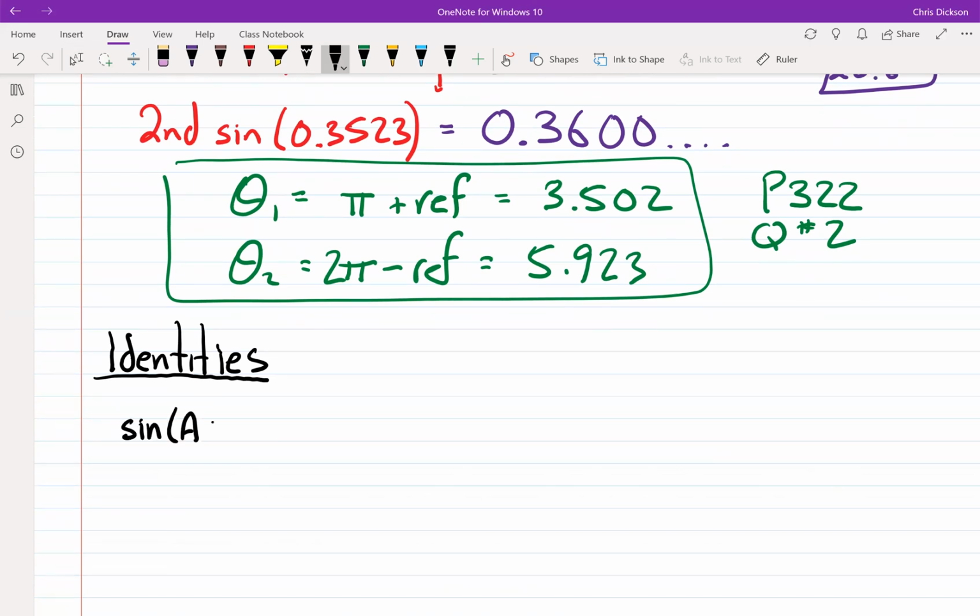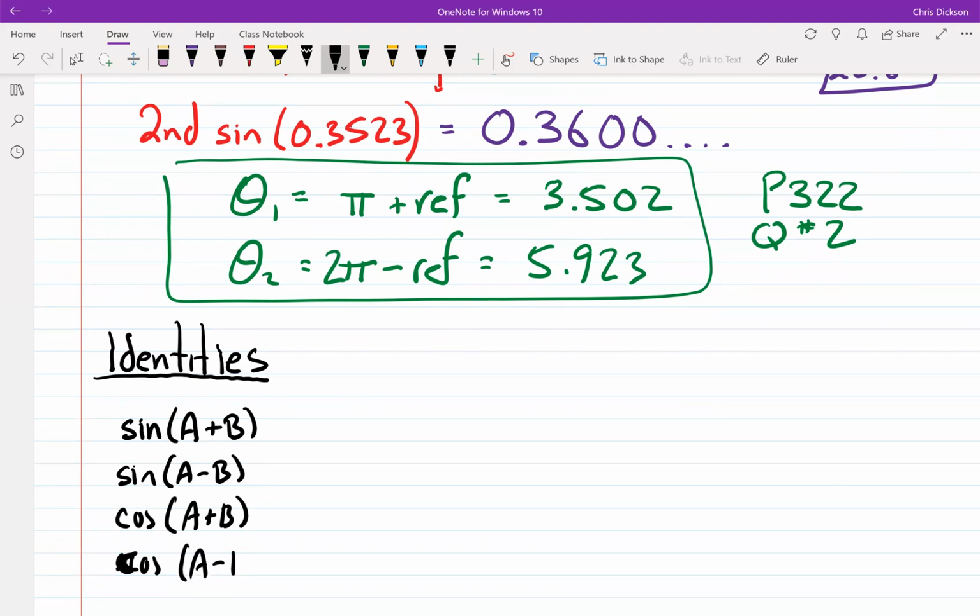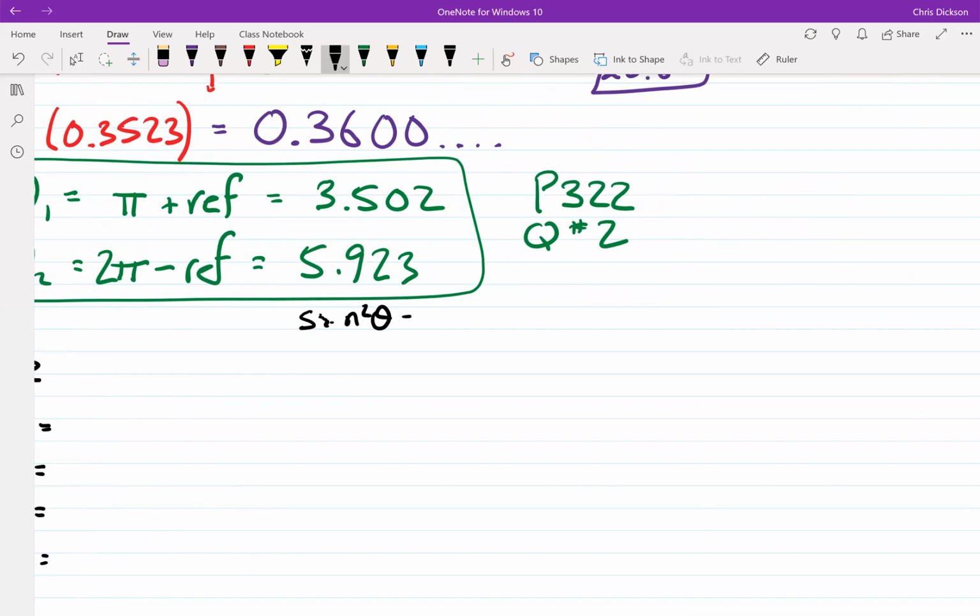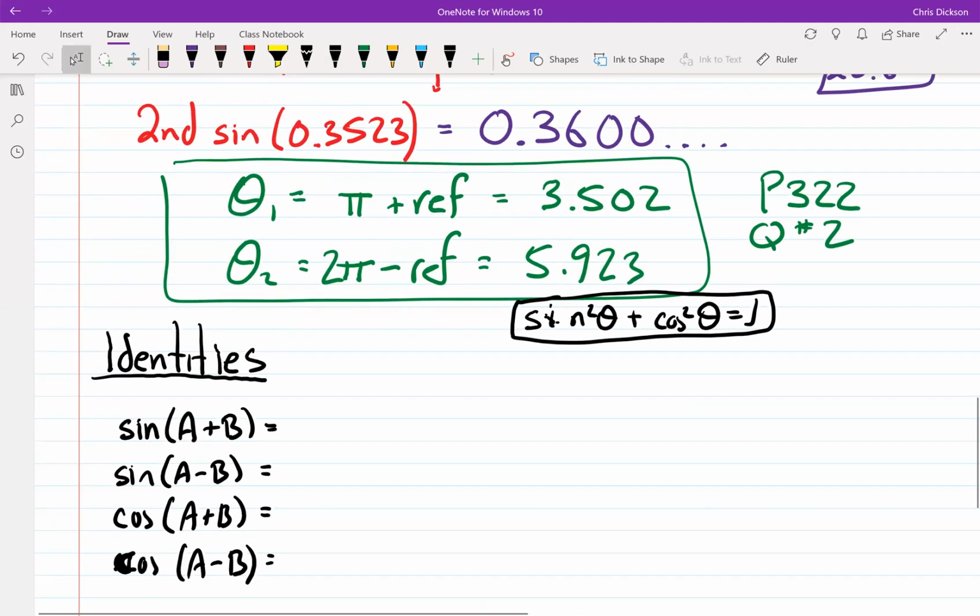So sine A plus B, sine A minus B, cos A plus B, and cos A minus B. Basically, you can see we're adding or subtracting 2 angles, and we're using a trig term to do that. These identities are true statements in math, the same way that you probably remember sine squared theta plus cos squared theta equals 1. That's just a type of identity called a Pythagorean identity. These are called addition identities.